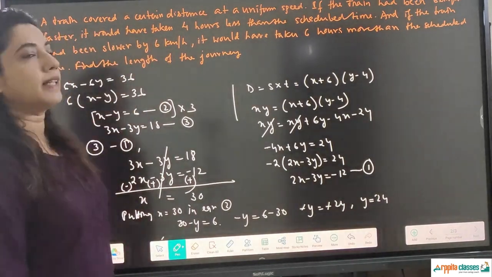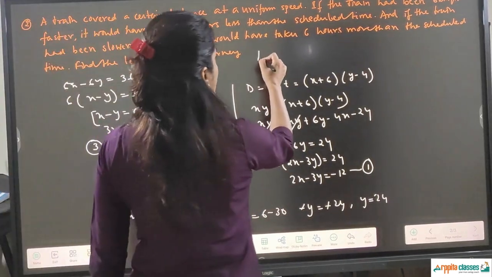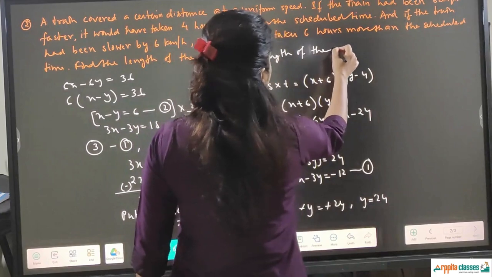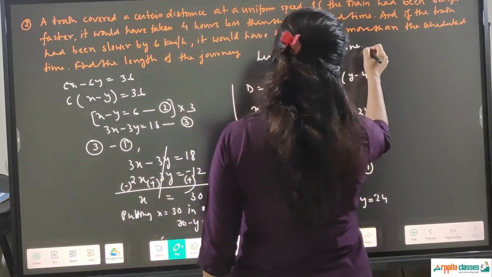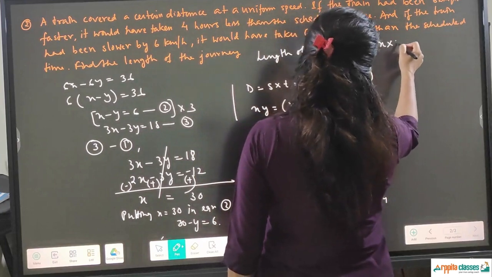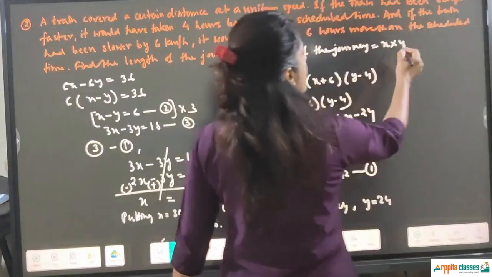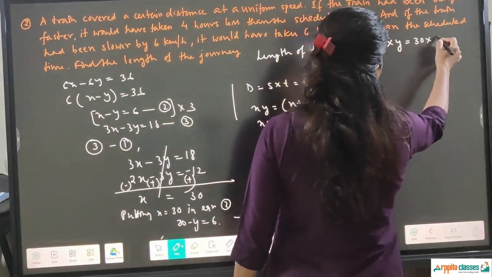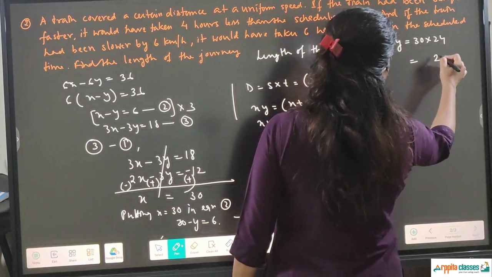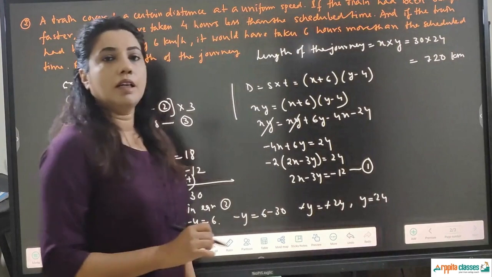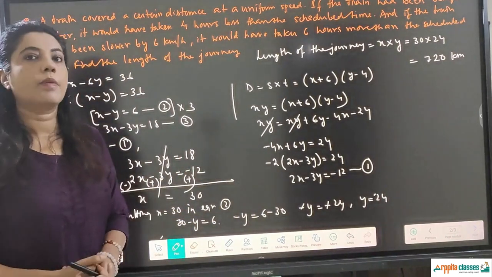What they are asking, find the length of the journey. So length of the journey, previously we have seen, is x into y, right? x into y. So what is my x? My x is 30 and y is 24. So put it here, 30 into 24, 720 kilometers. So this is the length of the journey, that is 720 kilometers.